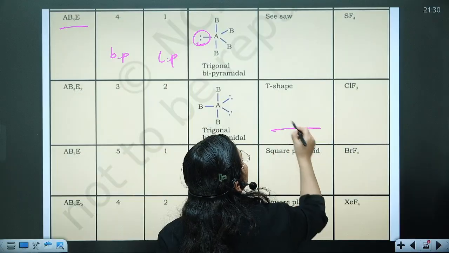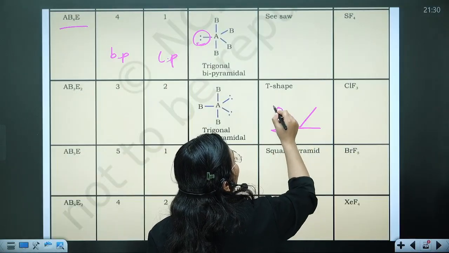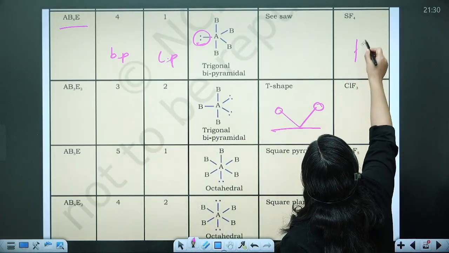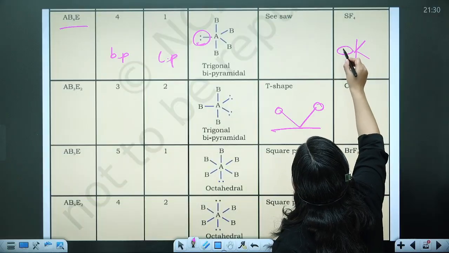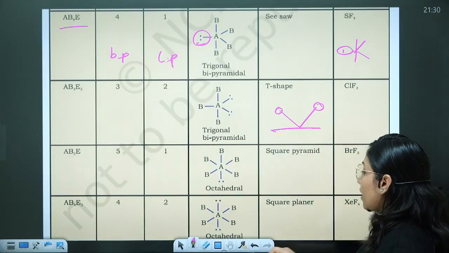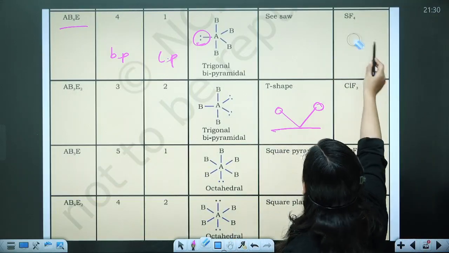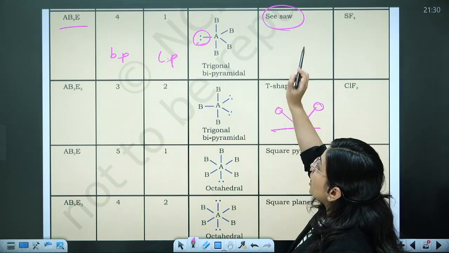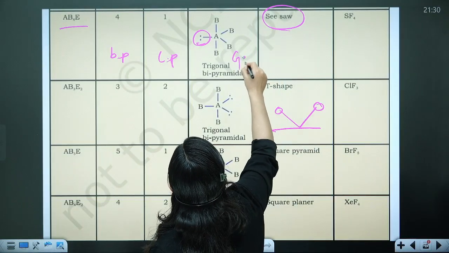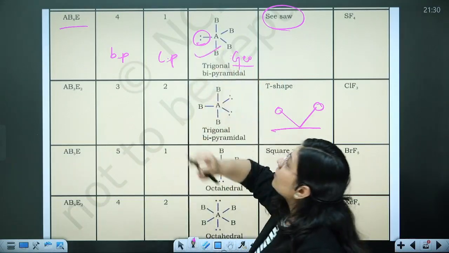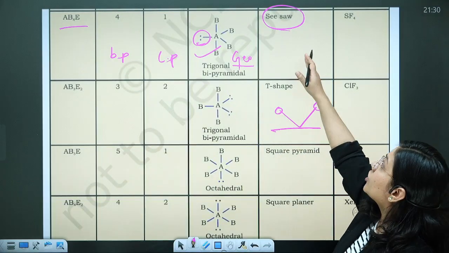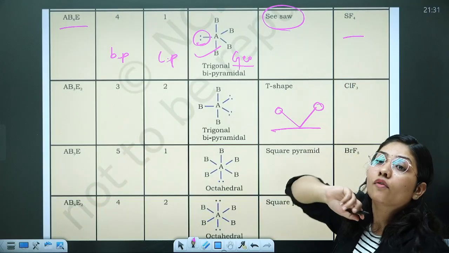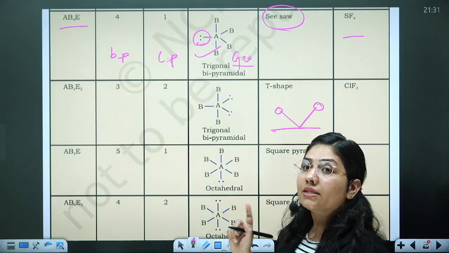You have seen a seesaw like this. Here one person sits and another person sits here. So it is showing such a seesaw structure and there is one lone pair. While giving the shape, it will show the seesaw shape, while the geometry, meaning the arrangement, will be like this. It is shown by SF4.